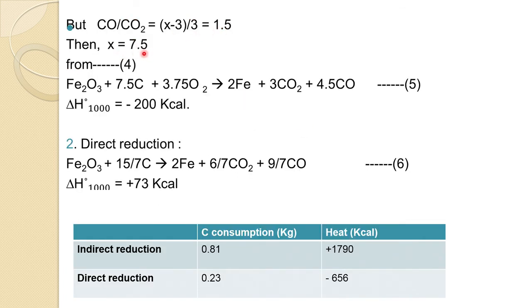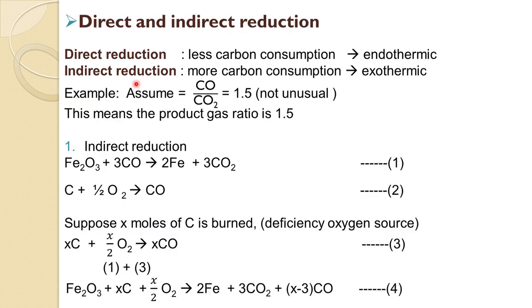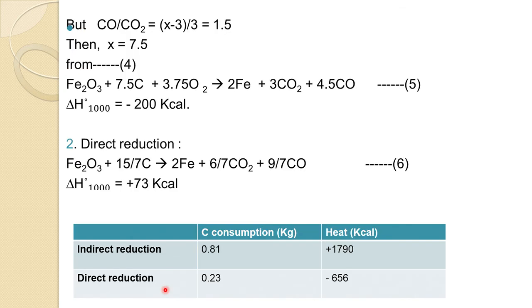So, x comes to 7.5. Now we can substitute this into the overall equation here. So, Fe2O3 plus 7.5 carbon plus 3.75 oxygen gives 2 moles of iron, 3 moles of CO2 and 4.5 moles of CO, at 1000 degrees Celsius. The enthalpy is about minus 200 kilocalories.